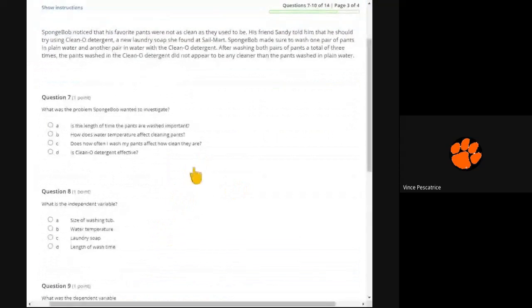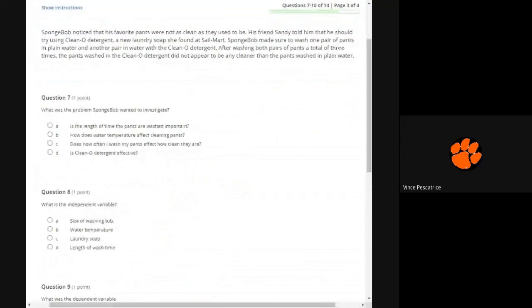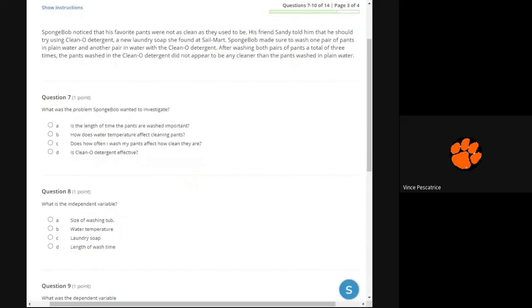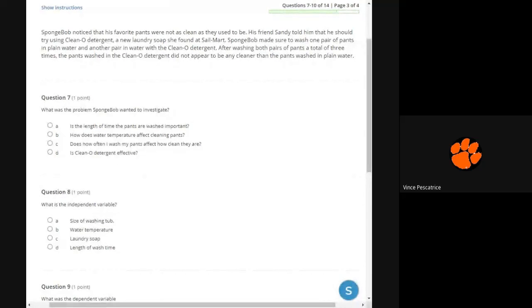So SpongeBob noticed that his favorite pants were not as clean as they used to be. His friend Sandy told him that he should try using Clean O detergent, a laundry soap found at the Sale Mart. SpongeBob made sure to wash one pair of pants in plain water and another pair with the Clean O detergent. After washing both pairs a total of 3 times, the pants washed with the Clean O detergent did not appear to be any cleaner than the pants washed in plain water.